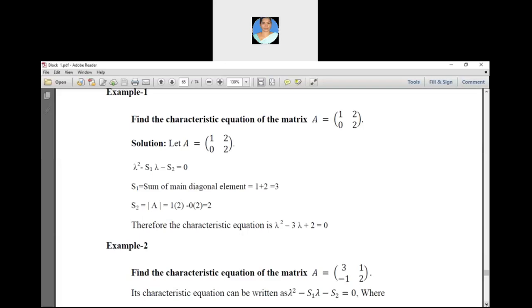Now substitute into the formula lambda square minus S1 lambda plus S2 equal to 0. Our S1 value is 3 and S2 value is 2. Substituting, we get our equation: lambda square minus 3 lambda plus 2 equal to 0.